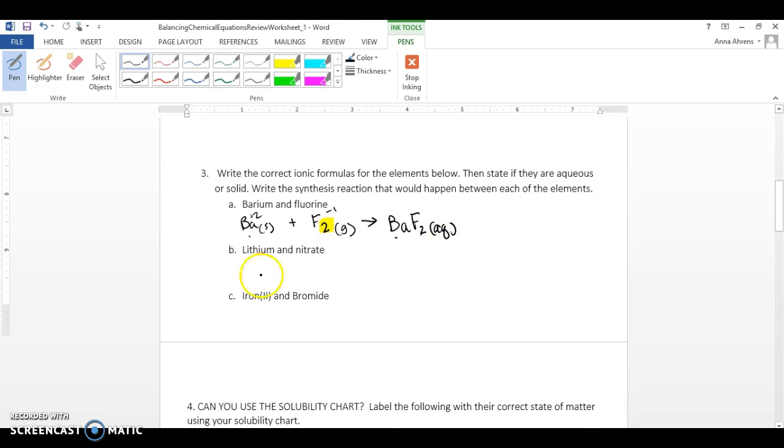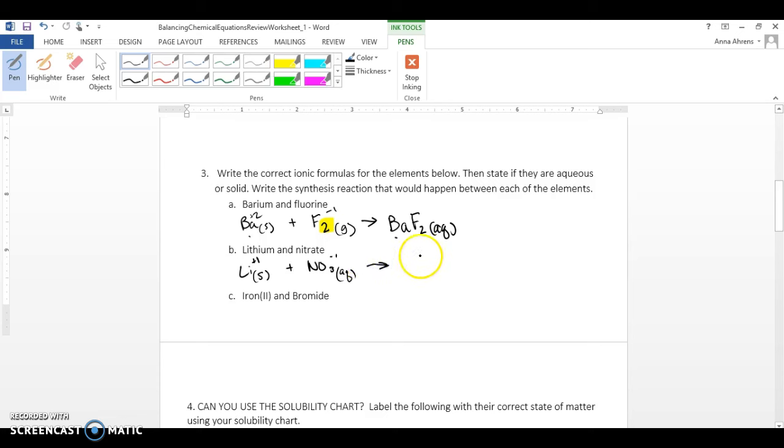Okay, the next one is going to be lithium and nitrate. So we have Li, which is a +1 charge, and that is going to be solid. It is black on the periodic table, plus nitrate, NO3, -1, and I know that's aqueous. Nitrates are always aqueous. That is rule number 1 on the periodic table.